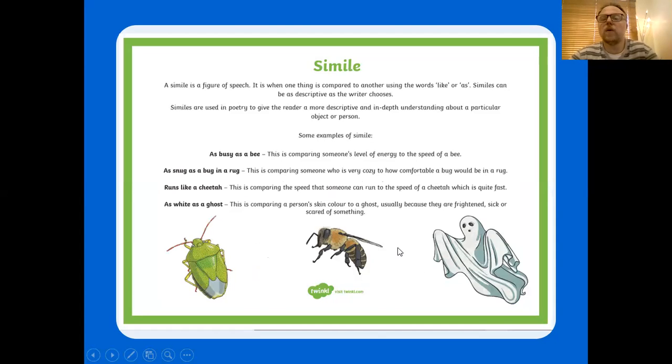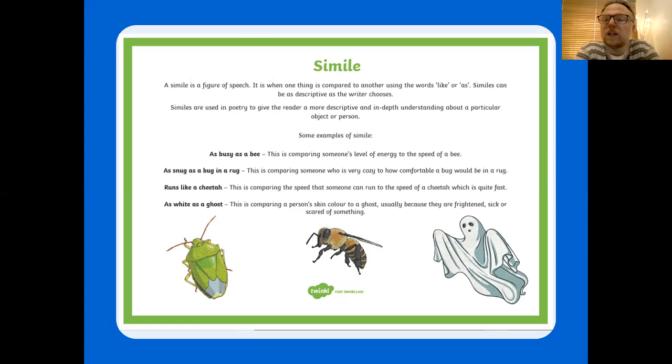Now, the next last two. Similes are often used in poems as well. A simile is where you compare something to something else, but you say it's like something else or as something else. So, for example, as busy as a bee, because bees are quite busy. When you see a bee and they're buzzing around, they're too busy to stop. So someone who's described as busy, you could say they were busy as a bee, using that word as to join the ideas together. You're not saying the person is a bee, you're saying they're busy as a bee. So it's that busyness that you're comparing.